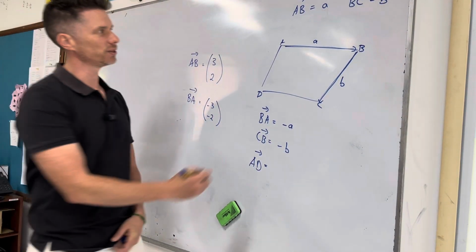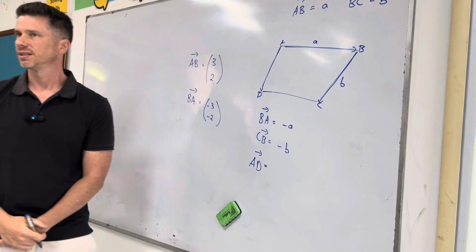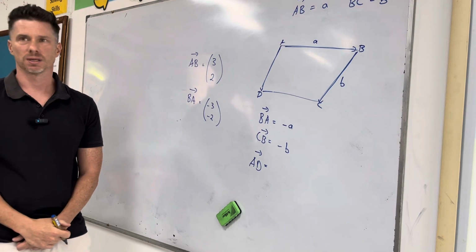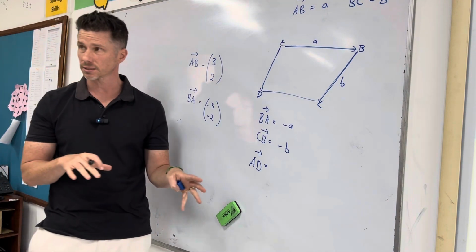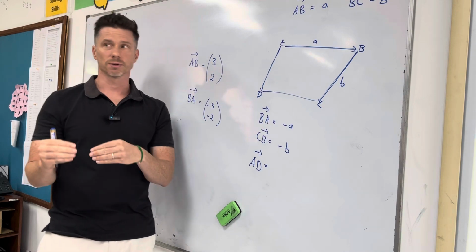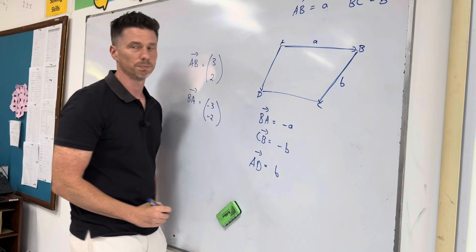Is A to D, so that's this vector, the same as this? Yes, it is. It is exactly the same. It's the same vector. It's the same distance. It's the same direction. It's not in the same place, but the vector is a distance and direction. It is the same distance and direction, so it is also b.